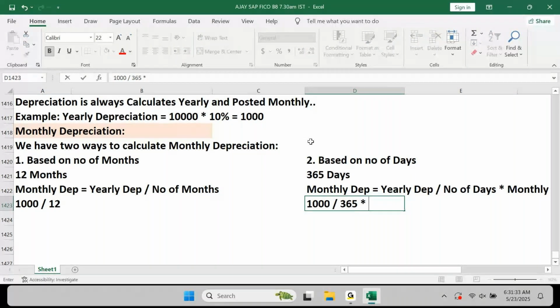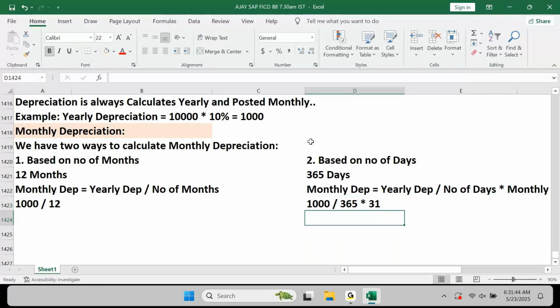If I'm talking about the month of May, in May how many days do you have? 31. Here, because the number of months is my final, I'm going to charge for a particular month, I don't need to do any multiplication again. But here I'm getting 1 day depreciation, right? When you divide this by 365, you are going to get 1 day depreciation. But in a month, you have 1 day or multiple days? Multiple days.